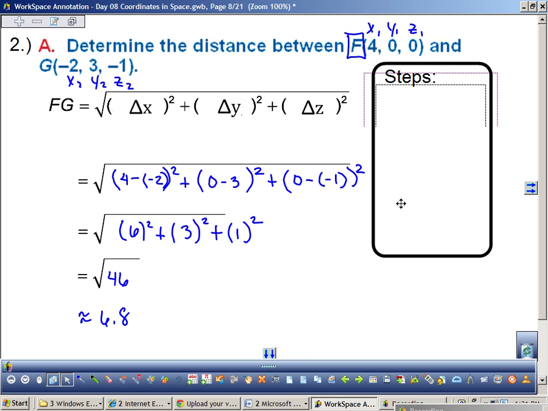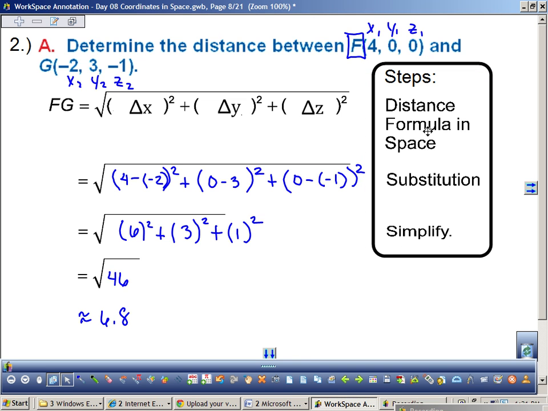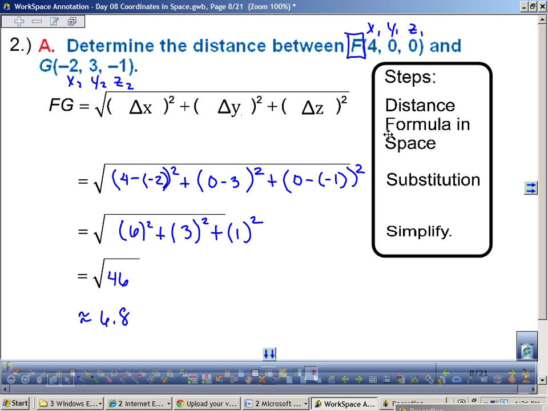Let's look at our steps. Our steps were distance formula in space, which the only difference between distance formula in space and distance formula in a coordinate plane is just an extra number, an extra coordinate, right? Your z-coordinate. Substitute, simplify.